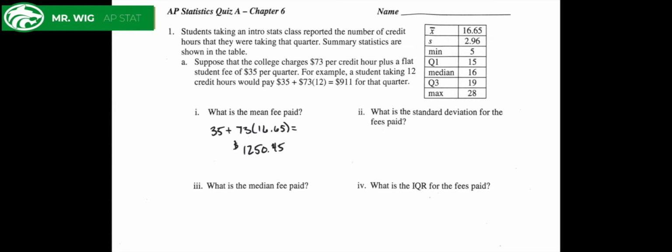However, with standard deviation, with the original standard deviation, it's 2.96. Because we don't apply shifts to spread, we're only going to change that by multiplying times 73. In that case, you're going to get 216.08.